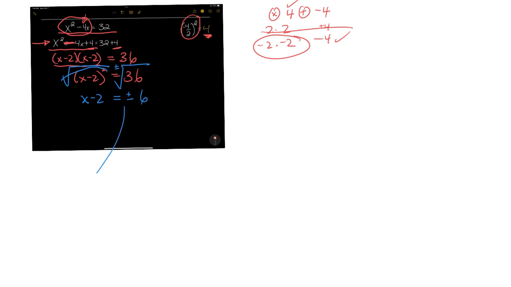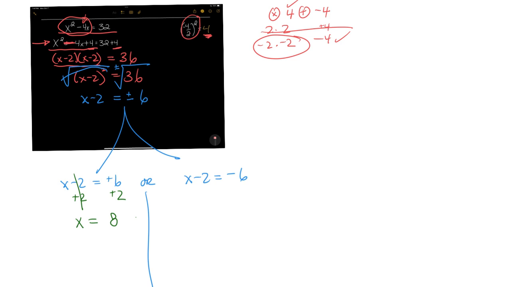Okay, now I can separate that into 2 questions. One being x minus 2 equals a positive 6, or the other one, x minus 2 equals a negative 6. And now I'll solve each of those equations separately. So for this first one, I'll add, because it's minus 2, I'll add 2 to both sides. So that cancels, leaving me with x equals 6 plus 2, which is 8.